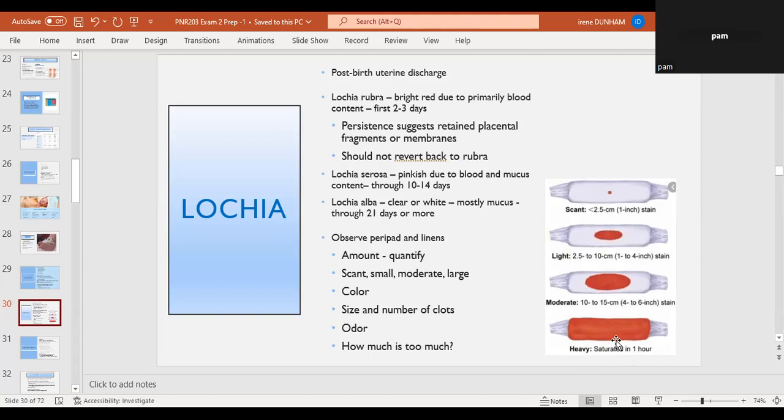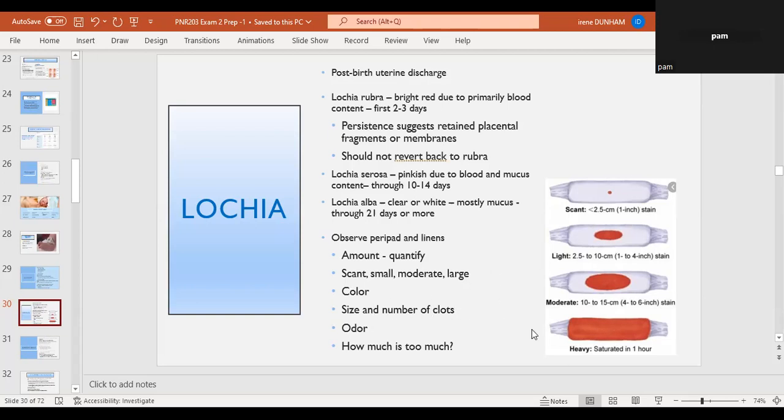So I'm timing, and I'm looking at how many heavy pads I have, so I can give a really good report and say, doctor, in 15 minutes, she has now saturated 2 pads. Well, that's not good. That's only 15 minutes, right? So she's really having some heavy bleeding. So he knows then when he needs to come in.